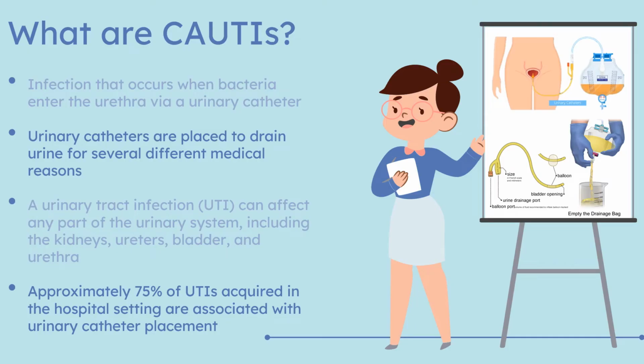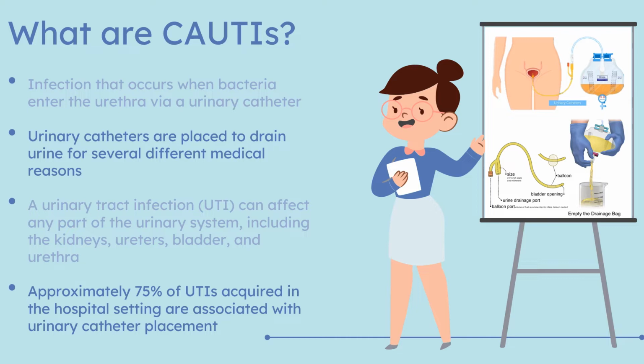A catheter-associated urinary tract infection is an infection that occurs when bacteria enters the urethra via urinary catheter. Urinary catheters are placed to drain urine for several different medical reasons, including obstruction, scarring, prostate enlargement, nerve damage, and more. UTIs can affect any part of the urinary system, including the kidneys, ureters, bladder, and urethra.